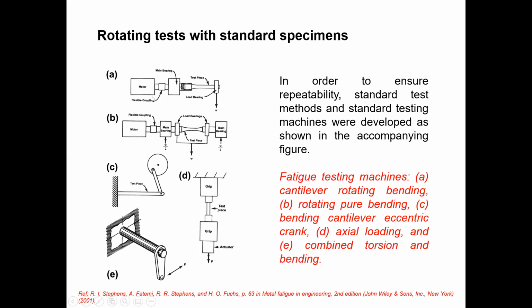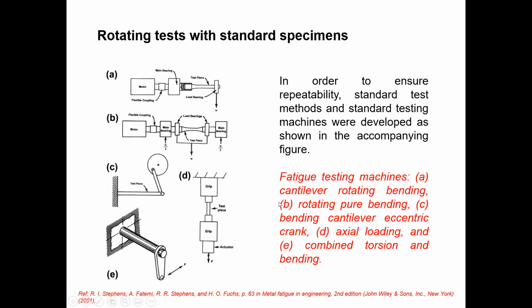The first one is cantilever rotating bending. This is a specimen, and this is the load. It's like a cantilever beam. This is rotated with this motor, and that's why it's called cantilever rotating bending. You can use this kind of standard specimen to check the fatigue strength.